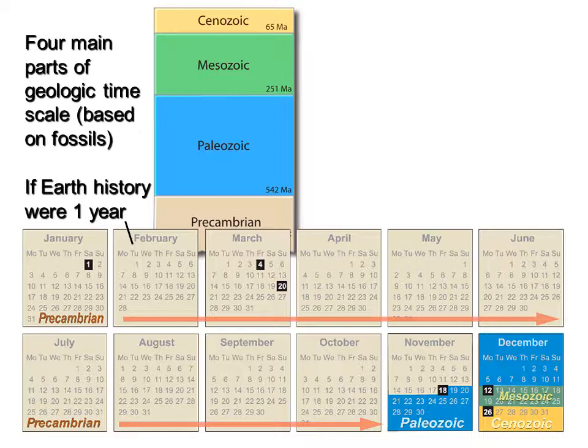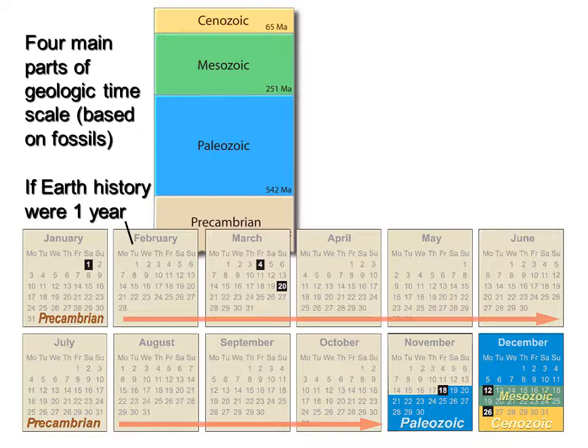It is the Precambrian. The Precambrian takes up the first 10 months and part of November. The oldest dated rocks, about 3.9 to 4 billion years old, would fall in early March. The oldest fossils would show up in late March. Animals with hard shells arrived about 542 million years ago, about the middle of November.